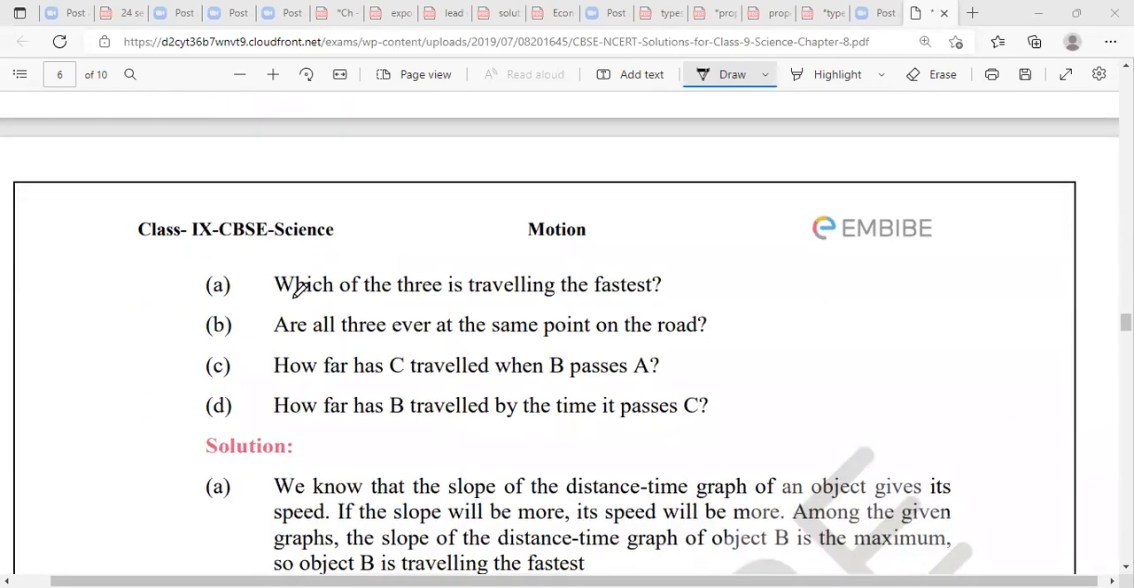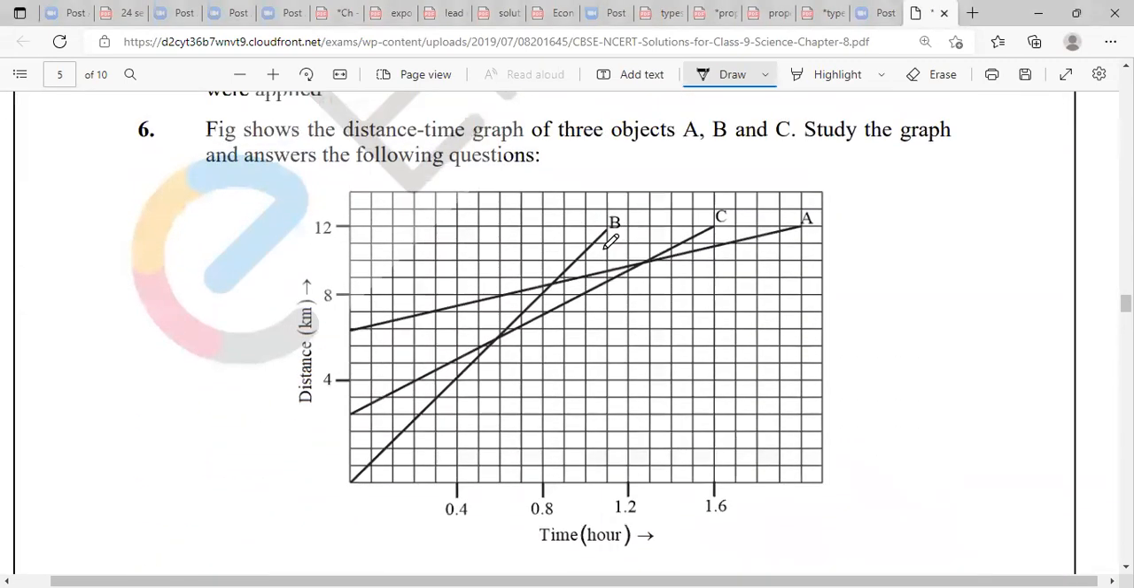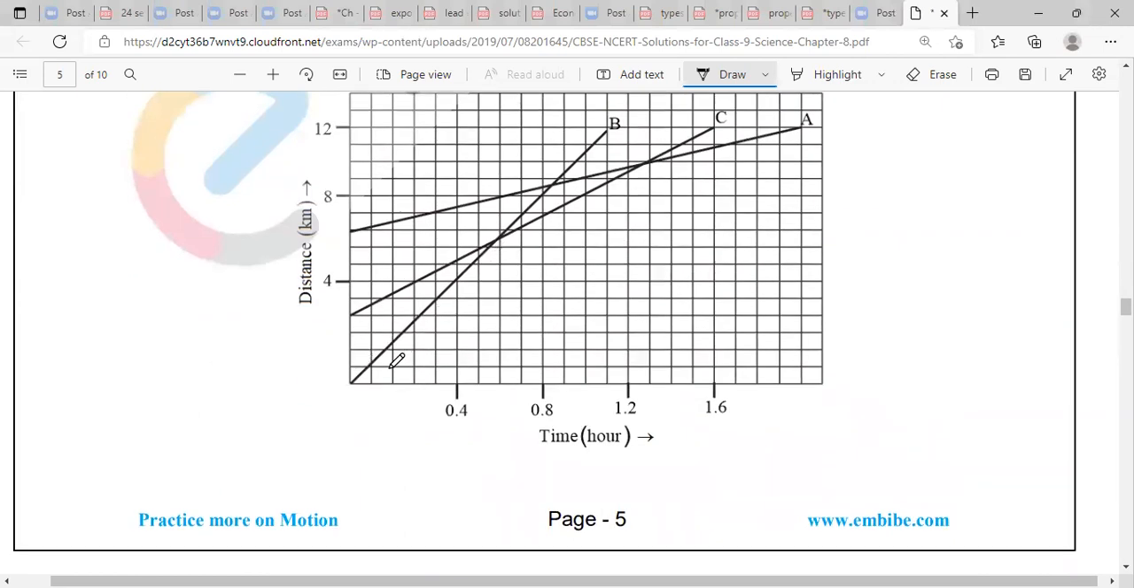So, on the basis of this, you have to answer which of the three is traveling the fastest. Very important. You have seen A, B, C. So, which one is traveling faster? Let's just take A. Basically, its speed is maybe 7 or 8, something like this. He's starting from 7 kilometers. B started from 0, and C started from basically 3.